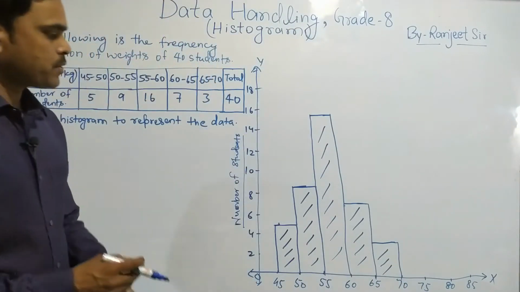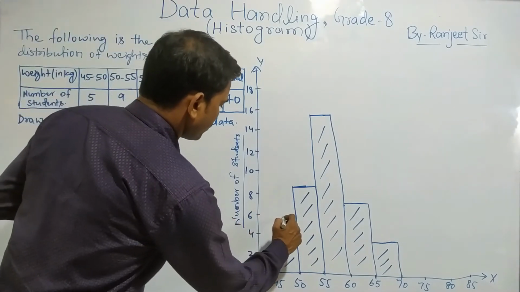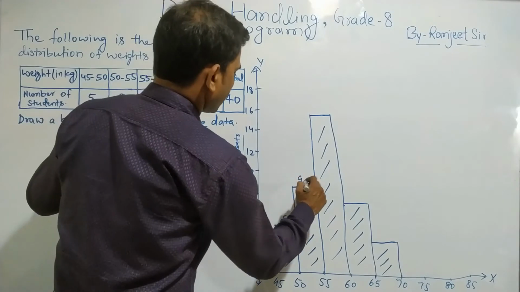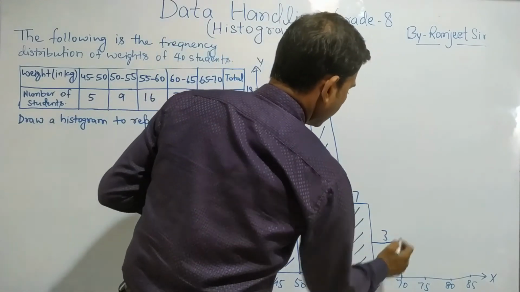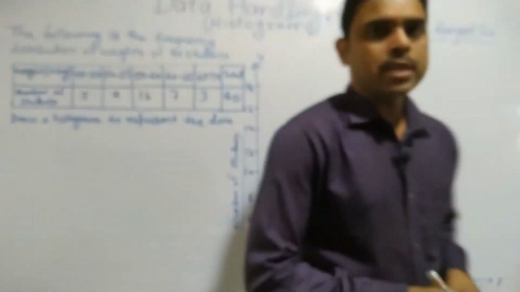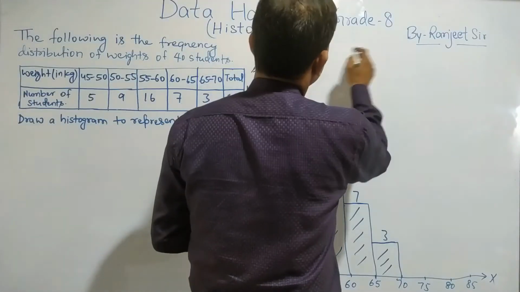So here what you have seen, you need to write all the information. It is 5, 9, 16, 7 and 3. When you represent it, you are exactly getting that all the bars are close to each other. And one more thing which I have missed till now, and that is really very important: the scale is very important here, so you must write it.